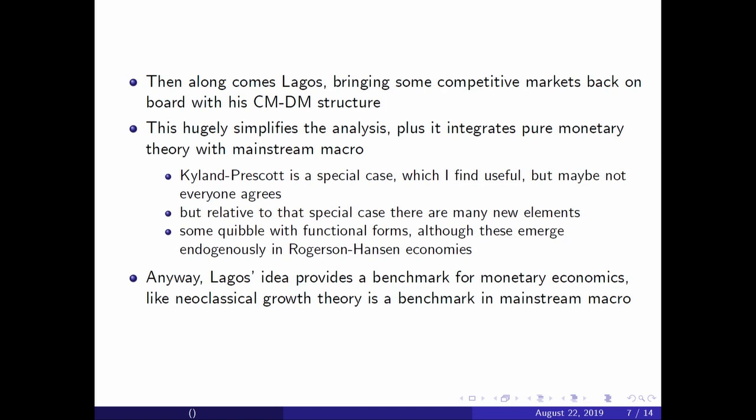But anyway, Lagos's idea provides us a benchmark for monetary economics, just like neoclassical growth theory is a benchmark in mainstream macro. Much of mainstream macro is interesting because of incomplete market, heterogeneous agent issues, but it's nice to have the growth model, the standard growth model with complete markets and a representative agent, because you can prove existence, uniqueness, think about dynamics, do a lot of things analytically, and these things are important in monetary economics especially. Of course, a complete market representative agent model in monetary economics doesn't go anywhere in macro. We need a different benchmark.